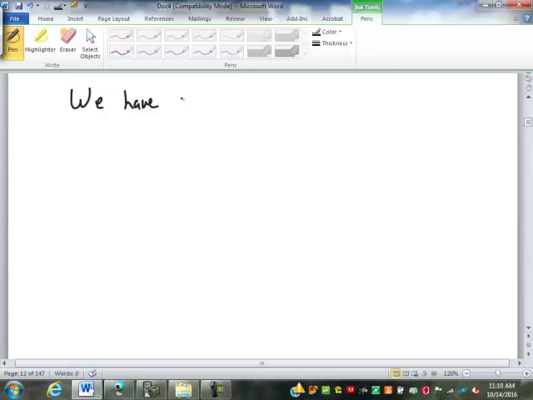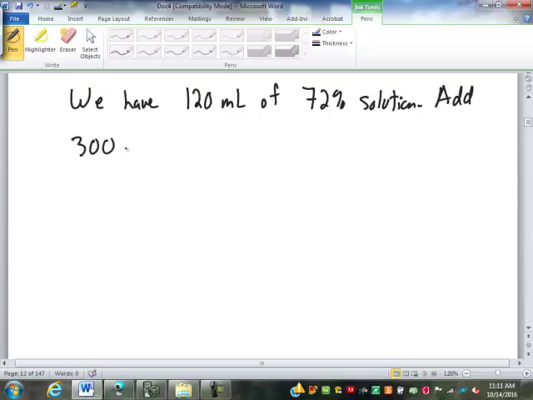Well, let's say that we have 120 milliliters of 72% solution. If we add 300 milliliters of NS, find the new percent, find the new concentration.